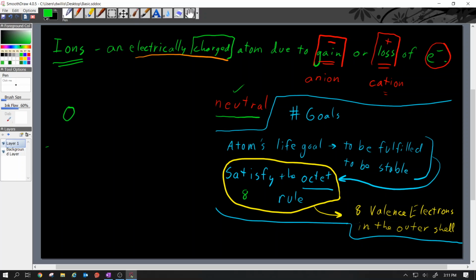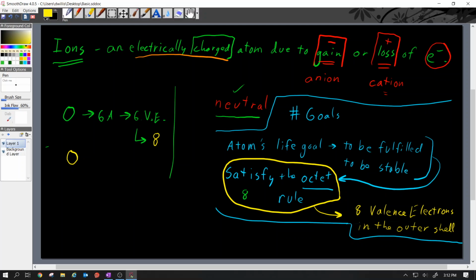Now, oxygen, what group is it in? Okay, it's in group 6A, which means that it has 6 valence electrons. What is it trying to get to? Yeah, really trying to get to 8. And so it is absolutely trying to make its way to 8. What's it going to have to do in order to do that? Gain 2 more, or lose 6.